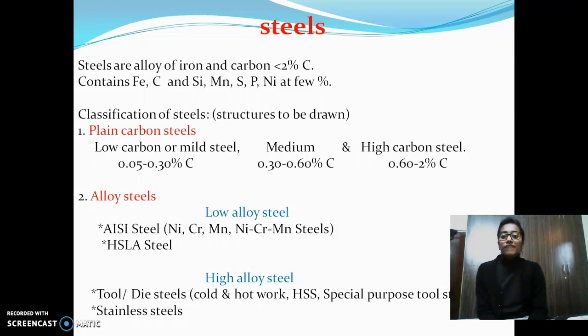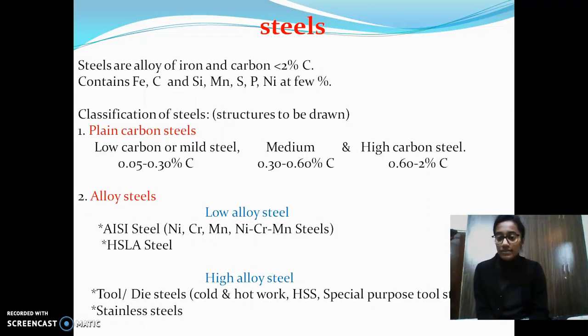So, steels are an alloy of iron and carbon. With less than 2% carbon, it contains iron, carbon, silicon, manganese, sulfur, phosphorus, nickel, and a few percent of others. Steels are classified into two types. The first being the plain carbon steel, which is again subdivided into three types. The first one is low carbon or mild steel, which has carbon in the range 0.05 to 0.3%. Second is the medium carbon steel, which has carbon in the range 0.3 to 0.6%, and high carbon steel, which has carbon in the range 0.6 to 2%.